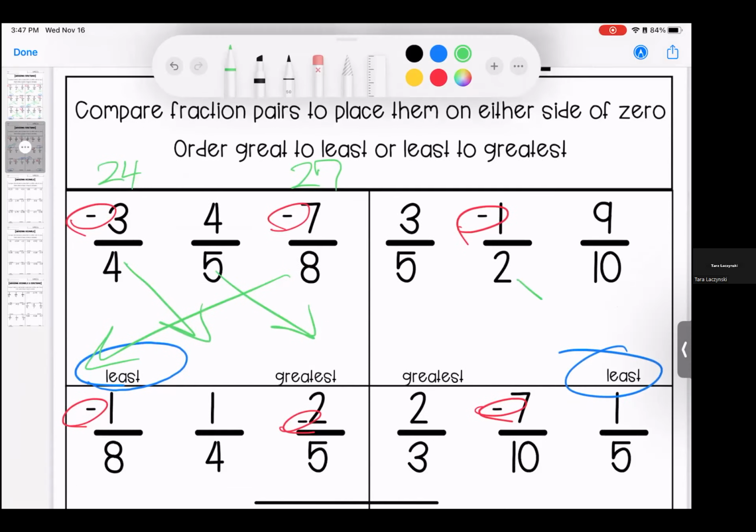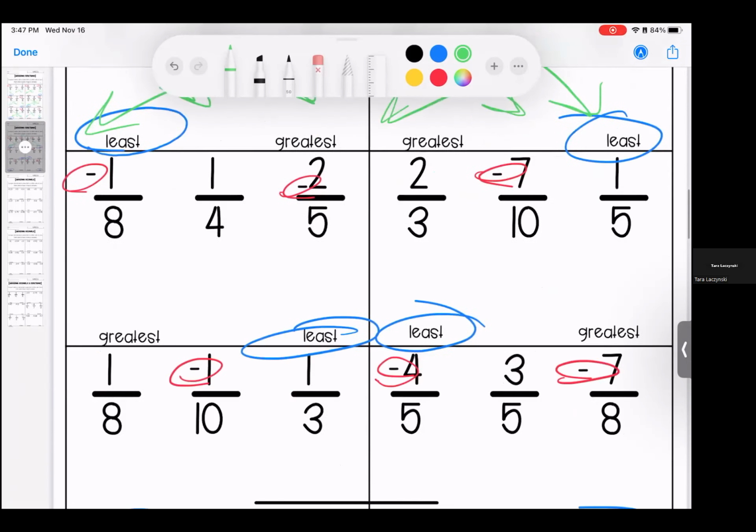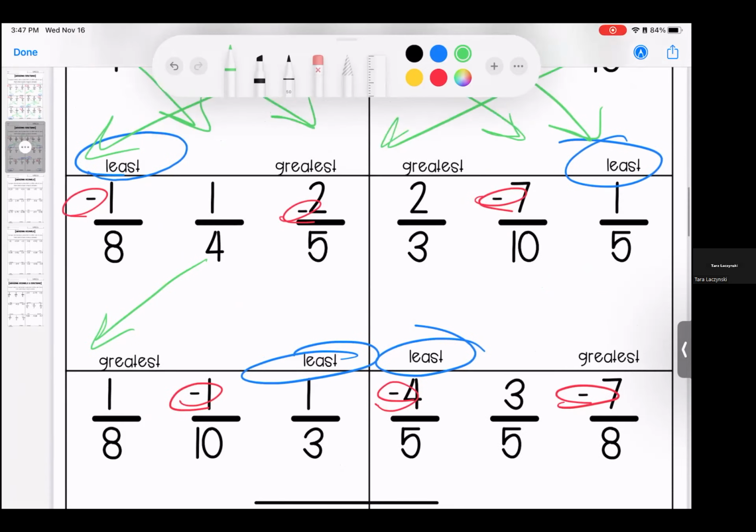For this one, we know this is definitely going to be the least. Now we're thinking about what's going to be the biggest. 3 and 10 is 30. 9 and 5 is 45. 9/10 is the largest. 3/5 is the middle value. Coming down here, greatest is definitely going to be 1/4 because it's the only positive value. If we cross multiply for the negatives, 8 and 2 is 16.